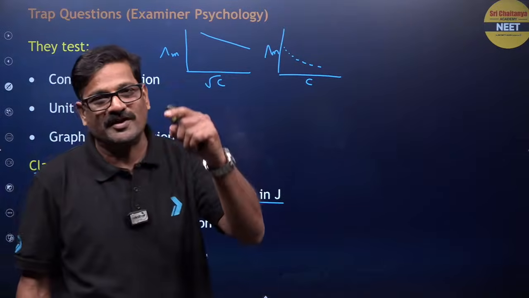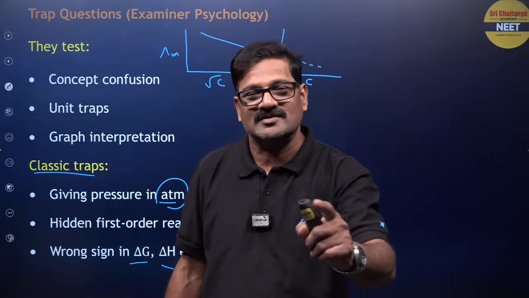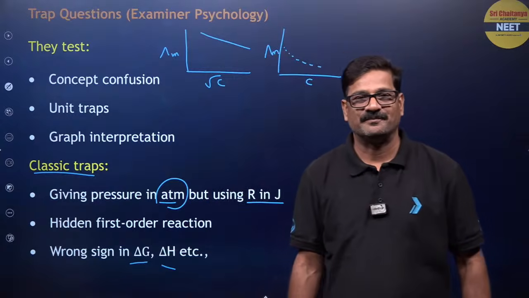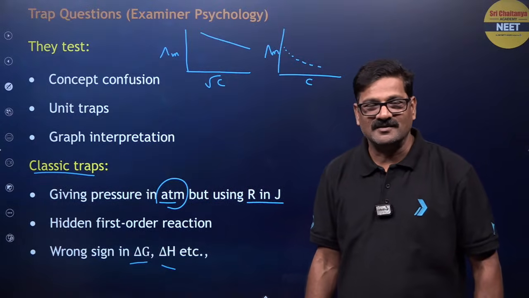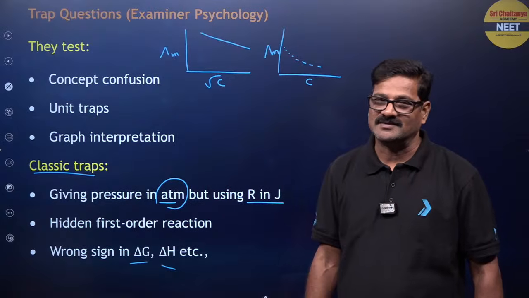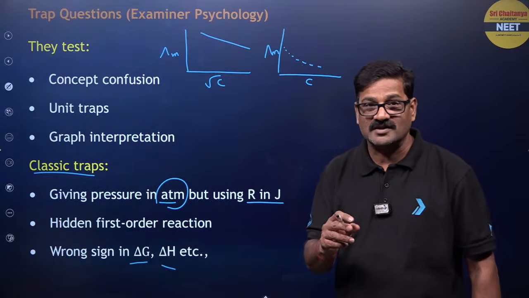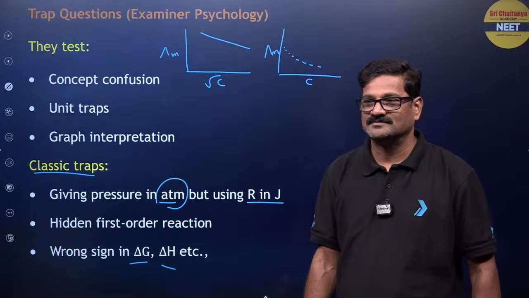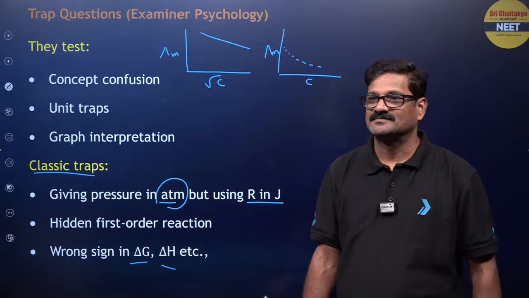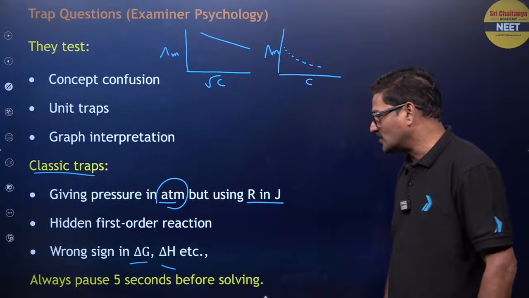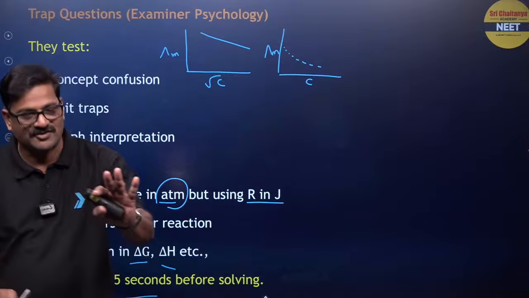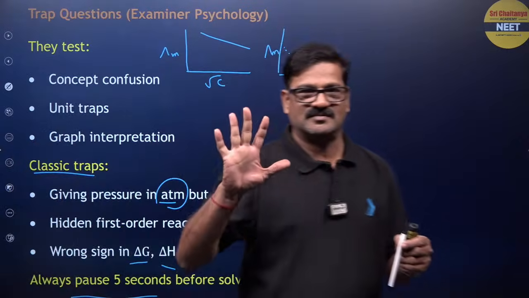If the reaction is spontaneous, what is the delta G value? Negative. Delta G is supposed to be negative. Okay, if the reaction is non-spontaneous, delta G is going to be positive. Fine. And also always pause 5 seconds before you solve. Just 5 seconds, better. Pause.